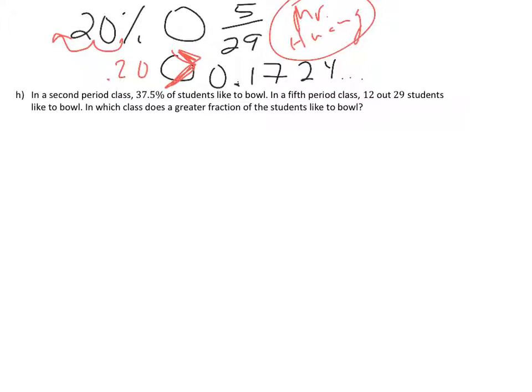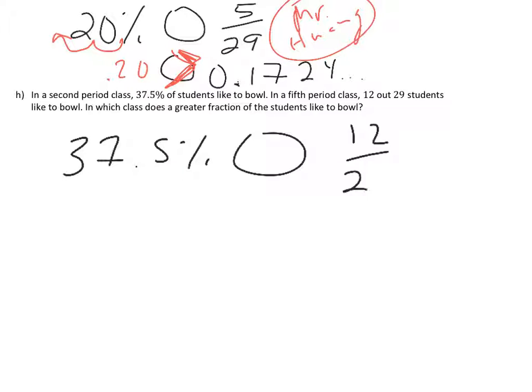Letter H. In a second period class, 37.5% of students like to bowl. In fifth period class, 12 out of 29 students like to bowl. In which class does a greater fraction of the students like to bowl? Please try this one on your own. Pause the video, and when you're ready to check your answers, press play again.